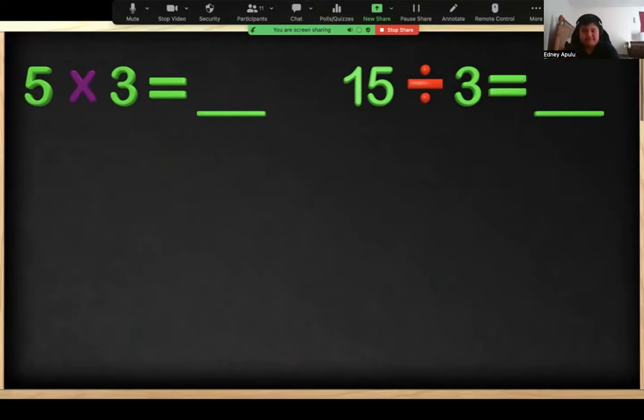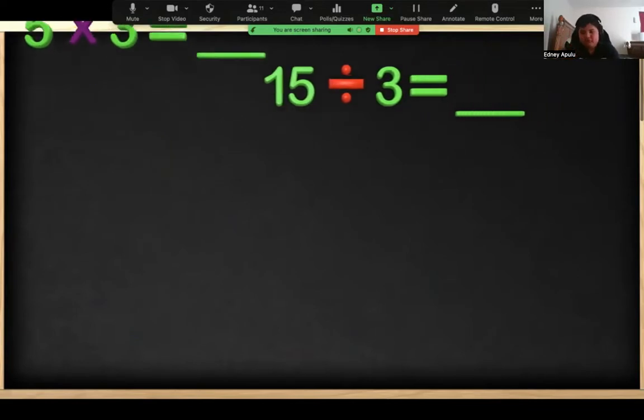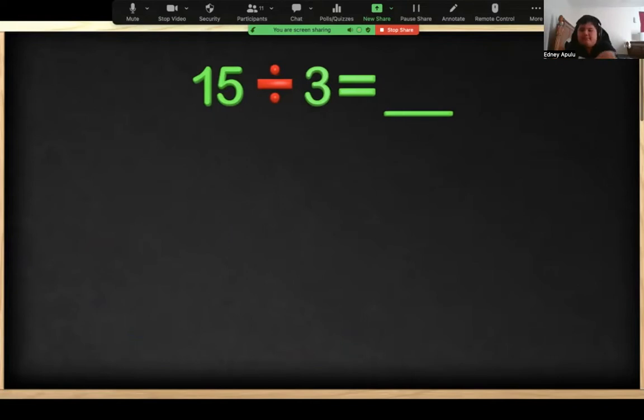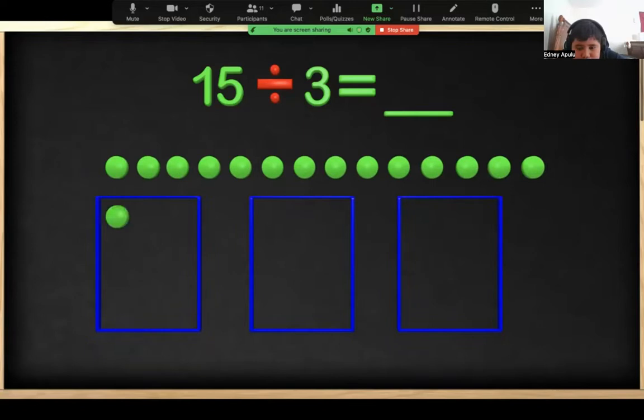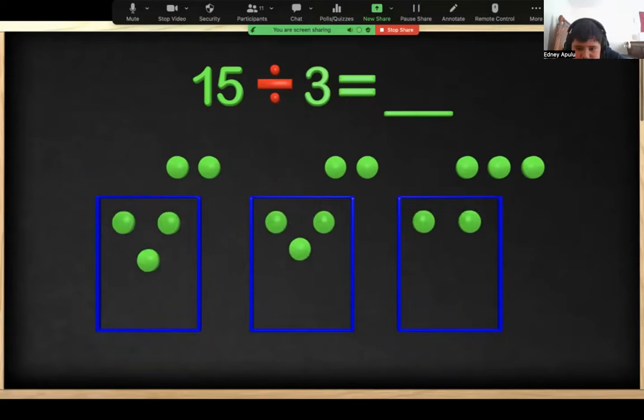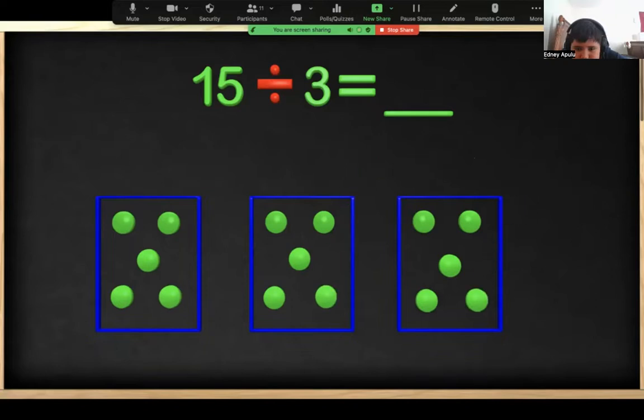Here are 2 more problems, but they don't give us the answer. Let's start with the division problem and see if using multiplication can help us. 15 divided by 3 equals blank. 15 is the large number or total of dots. We are dividing the 15 dots equally among 3 groups. We start by using our 3 groups and share the dots equally. To do this, we will put 1 dot in each group until they are gone. How many dots are in each group? 5. The answer is 5. Great job. So 15 divided by 3 is 5.